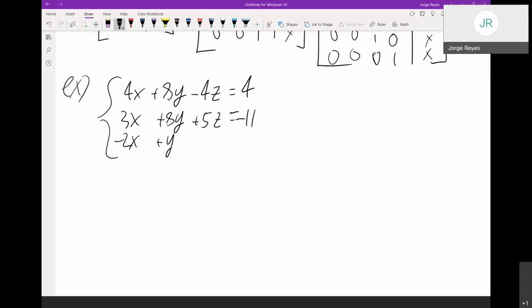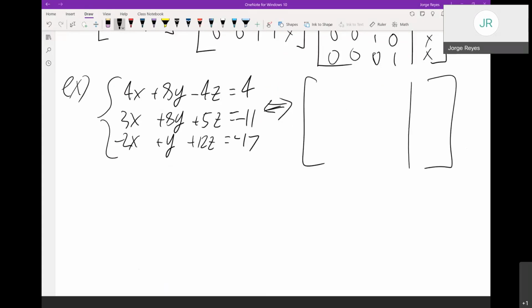-2x plus y plus 12z equals -17. Okay, so we are going to make this a matrix: 4, -11, -17, 4, 3, -2, 8, 8, 1, -4, 5, 12. All right, and then our first goal is we want to get it into row echelon form, right?